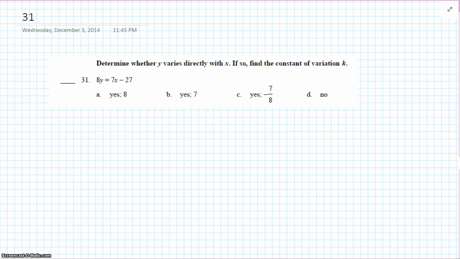31. Determine whether y varies directly with x. Well, to vary directly, you can't have any baggage. So the answer is no.